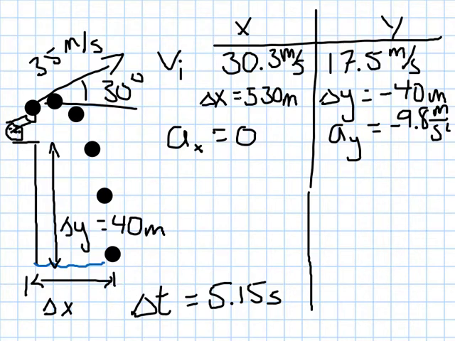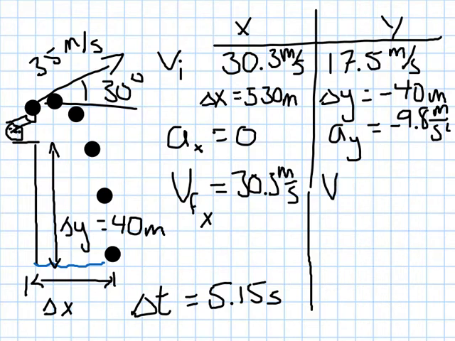All of this takes place in 5.15 seconds. The horizontal acceleration is 0. Nothing is pushing or pulling it in the horizontal direction as it moves. This is going to be critical for answering this question about the impact velocity, because this tells us that v final in the x direction is the same as v initial was in the x direction, because nothing pushes or pulls it as it moves along. There's no change, and so we have 30.3 meters per second horizontally at the beginning, 30.3 meters per second horizontally at the end, and it's the same all the way through.